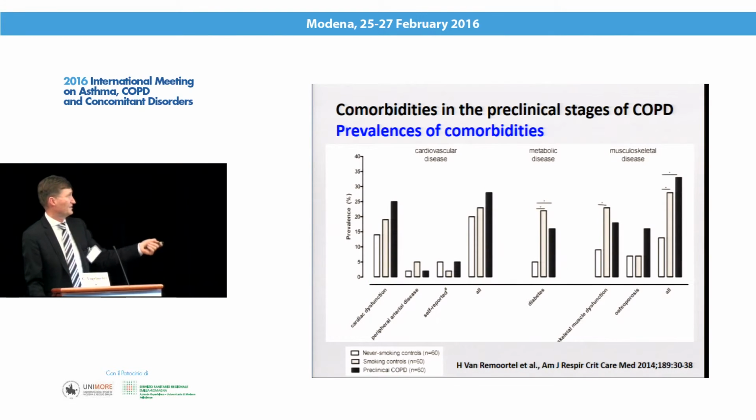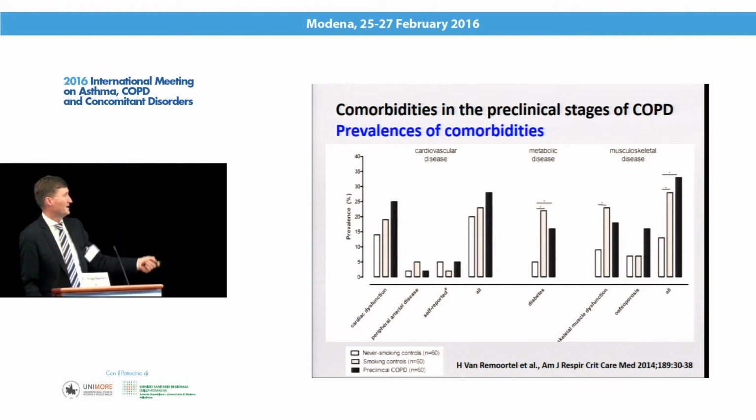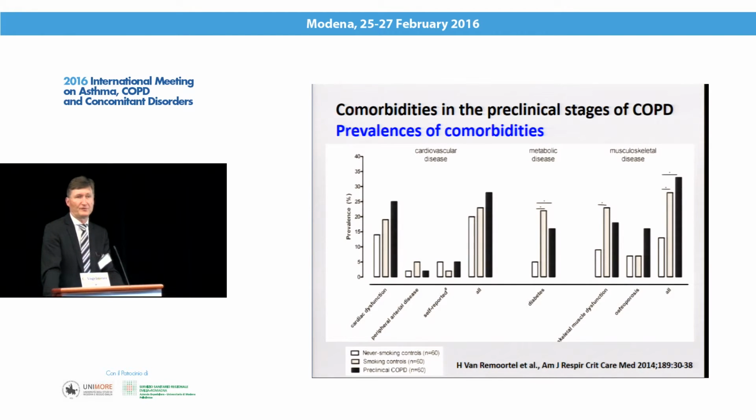On the left-hand side, you see cardiovascular disease. In the middle, metabolic disease. On the right-hand side, musculoskeletal disease. In white, you see never smoking controls. In gray, smoking controls. And in black, this is what they call preclinical COPD. And as you can nicely see with regards to cardiac dysfunction, there is a major difference between the three groups, suggesting that there is a major relation between patients with an early COPD form and a cardiac dysfunction.